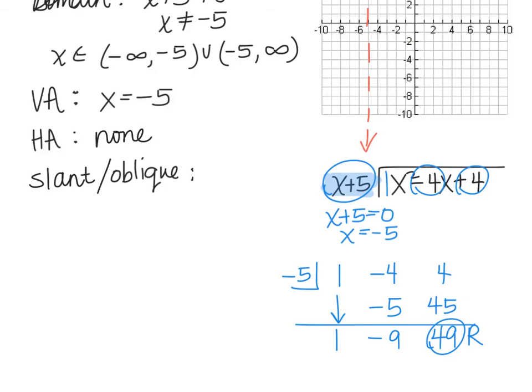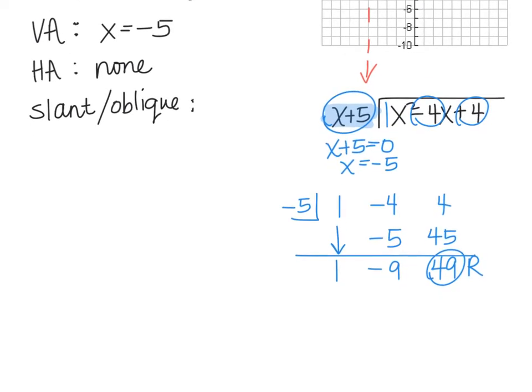And in this case, if we were looking at the actual answer here, my quotient, since we were dividing an x term into an x squared term, then my result would be x to the first power. So this 1 represents basically a 1x, and then -9. And then our remainder, typically you would write your remainder, which is 49, divided by the divisor, which is x plus 5.